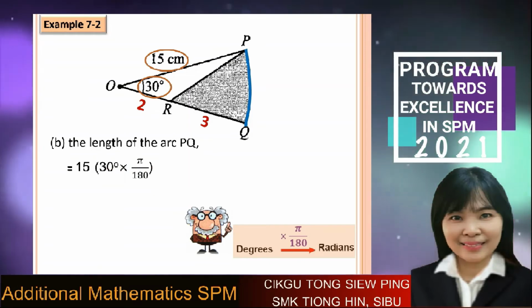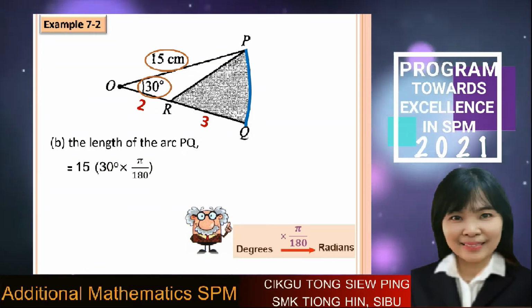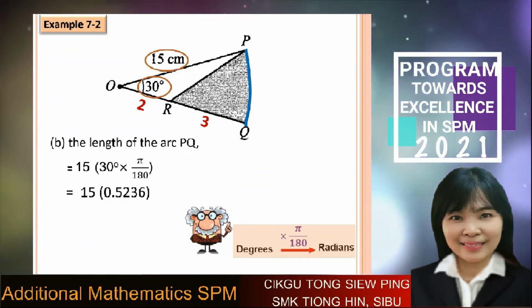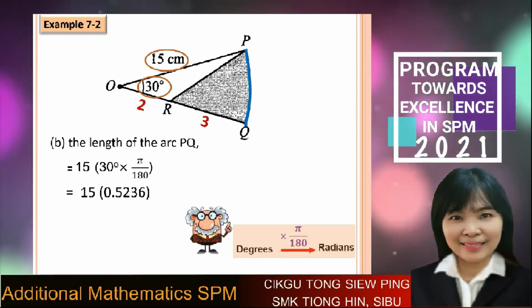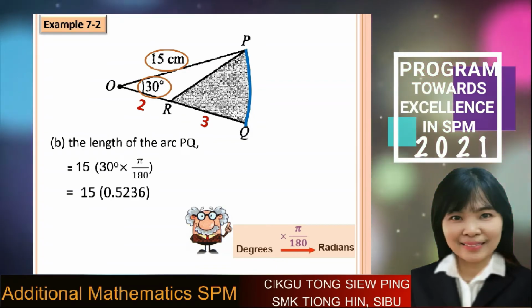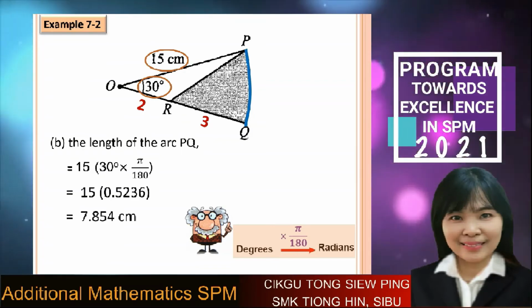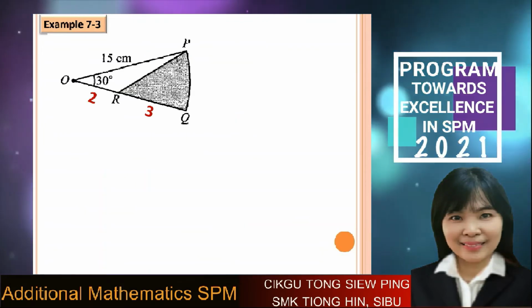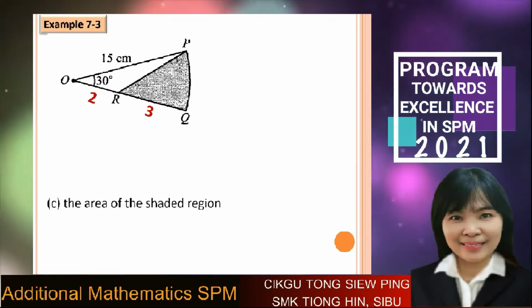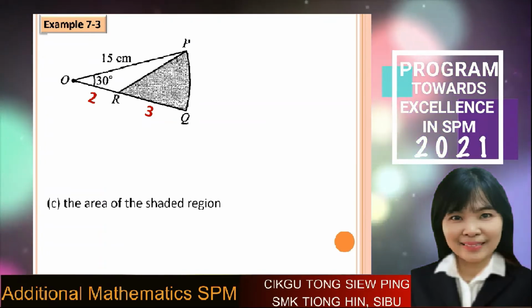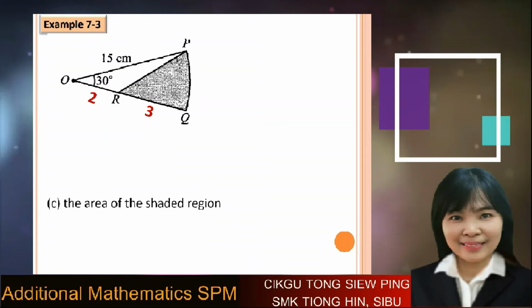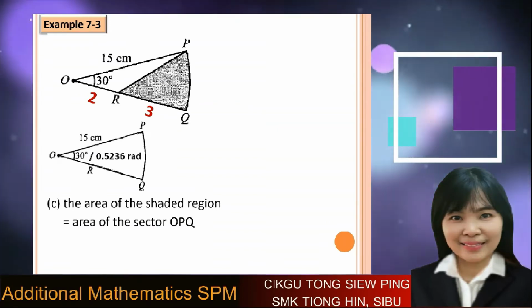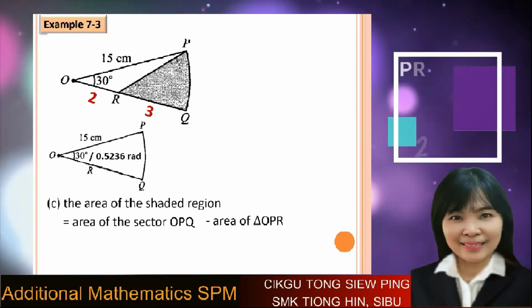That is, we have to multiply 30 degrees with pi over 180. Then we get 0.5236. We use the calculator to solve it. The final answer we have is 7.854 cm. Part C. Find the area of the shaded region. The area of the shaded region is equal to the area of the sector OPQ subtract the area of the triangle OPR.